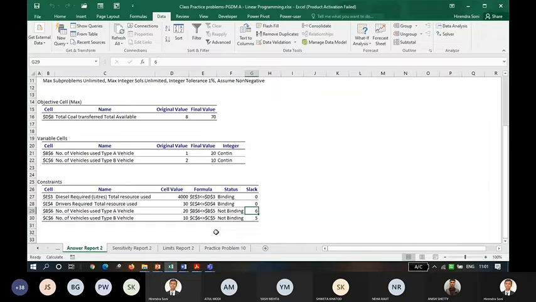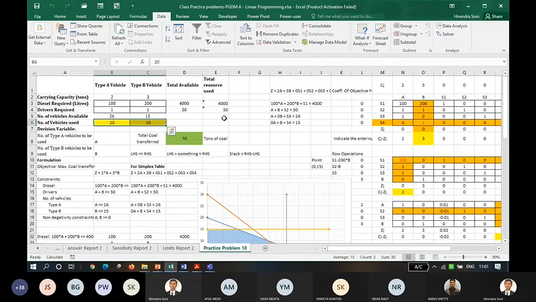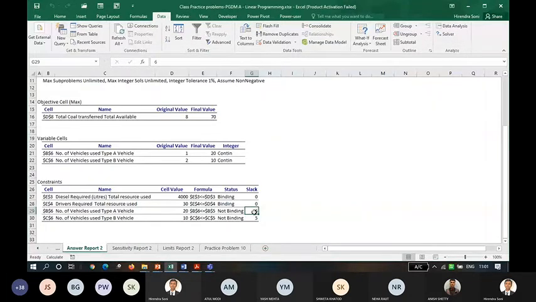Correct? Let us look at this. Has it really happened like this? Total resources used 4030. Here the type A vehicles that we have used is 20, so 6 type A vehicles are left. Similarly, type B vehicles we have used 10, so 5 type B vehicles are left. Is this what is appearing here? Hello. Yes, sir, the report is visible. So that means the report is telling us exactly right. Fine.